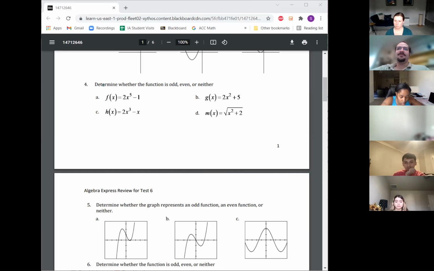These are asking for symmetry too, because we talk about even and odd symmetries, and then we talk about even degree and odd degree, and those are different things.